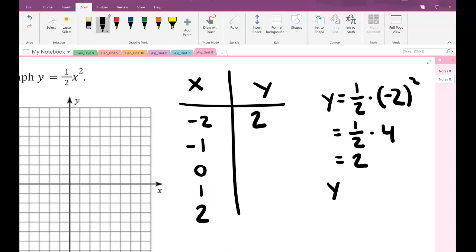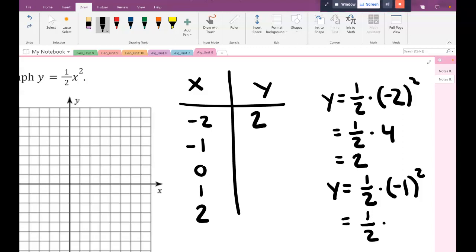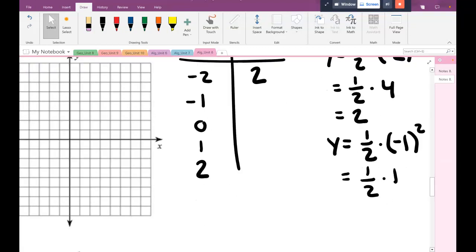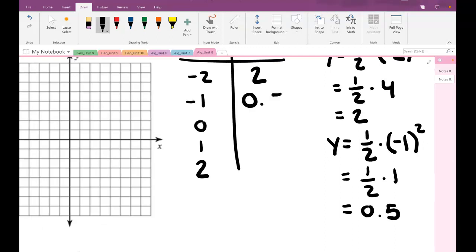We do the same thing for -1. y is equal to 1/2 times (-1) squared. It's equal to 1/2. This will be just a 1. So we get a decimal. We get 0.5, which is okay. Decimals don't hurt us. 0.5, I know 0 is going to be 0.